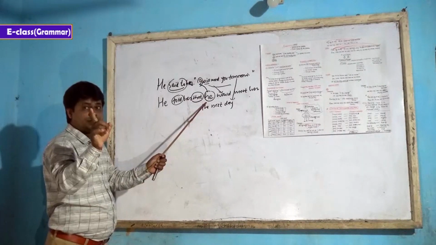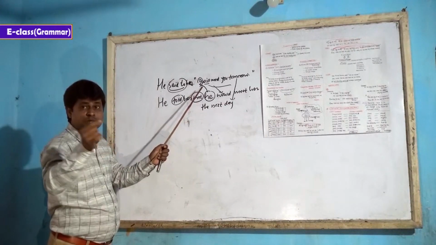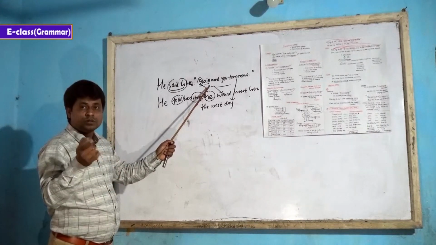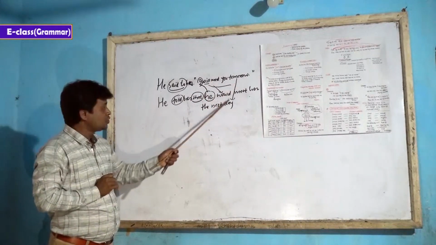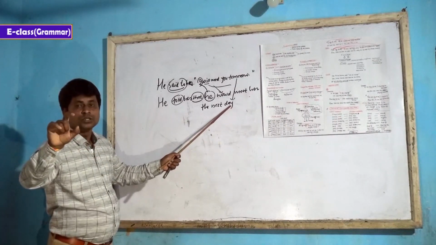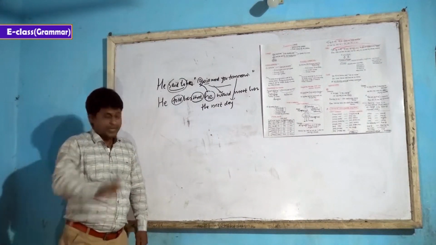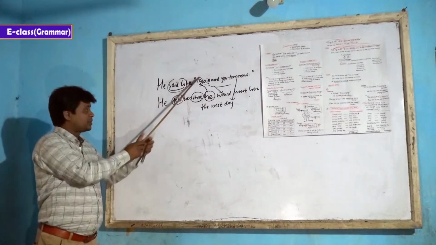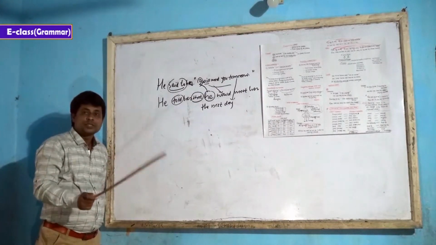This is person change. "I" is the first person. This has been changed into "he". This denotes person change. This "will" has been changed into "would". This denotes tense change. This "tomorrow" has been changed into "the next day". This denotes adverbial change. These changes come under general changes, general rules we call. Whereas "said to" has been changed into "told", and inverted commas are omitted and "that" is used in their place. These two come under special changes, special rules.